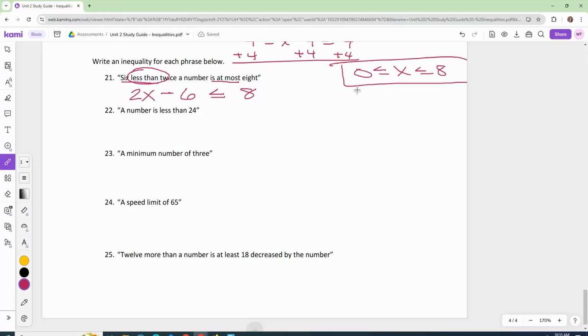Jetta, number 22. A number. So what do I write for a number? X. Is less than, and then 24. That one wasn't a whole lot. Okay. 23.